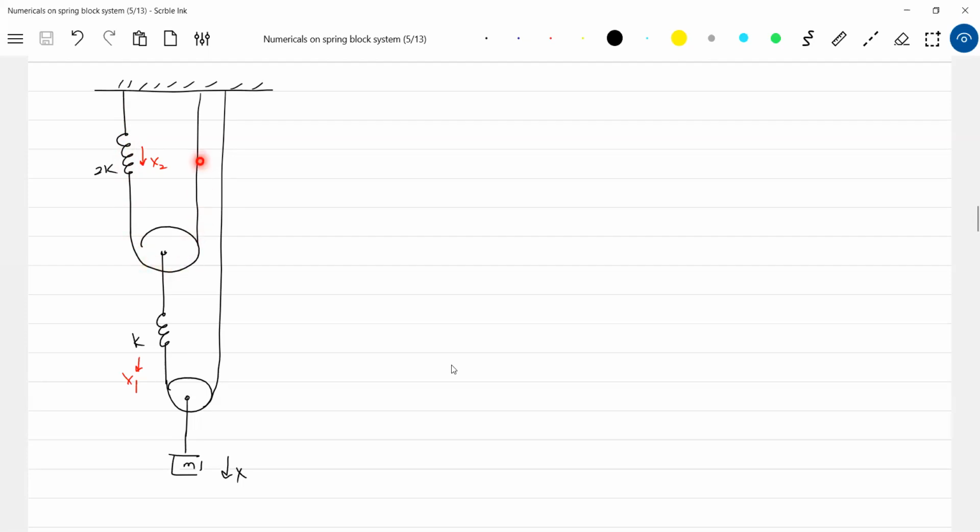Then if the block moves by 1 meter, here 1 meter will increase. So how much should this elongate? By 2 meters. So what is the displacement of this? Twice of this. X1 is twice of this, or X is half of this one.